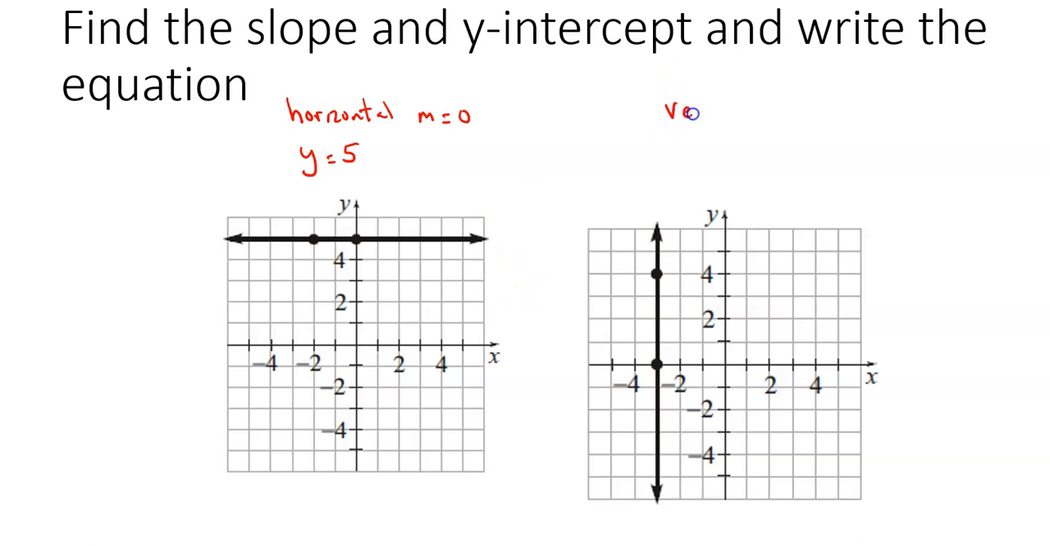All right, the second one is a vertical line. Vertical line has a slope that's undefined.